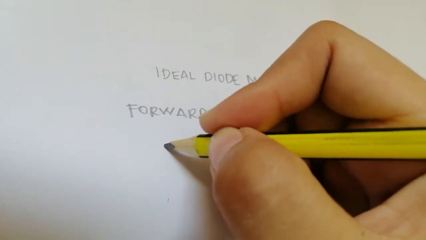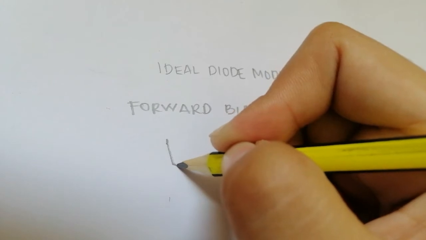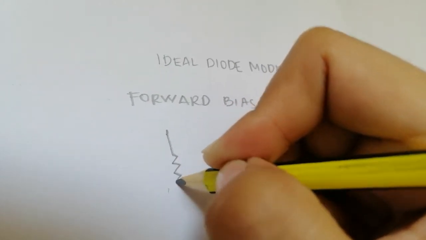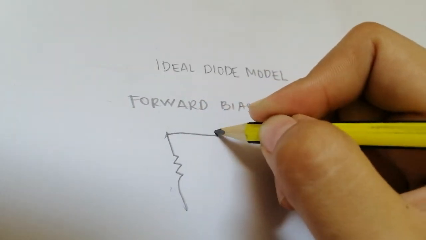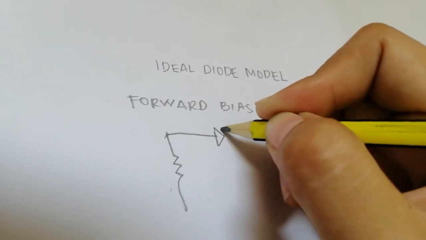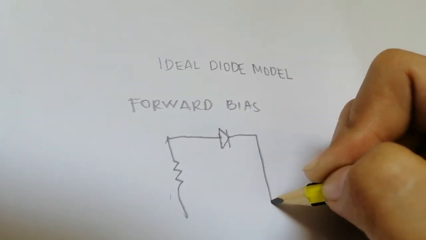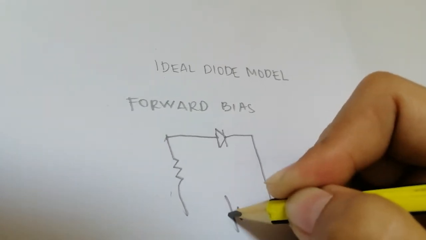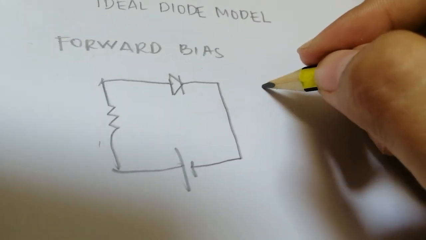This external bias voltage is designated as V bias. The resistor limits the forward current to a value that will not damage the diode. In forward bias, the negative side of V bias is connected to the N region of the diode and the positive side is connected to the P region. And in the ideal diode model, when the diode is forward biased, it ideally acts like a closed switch, which is an on switch, as shown in the figure.